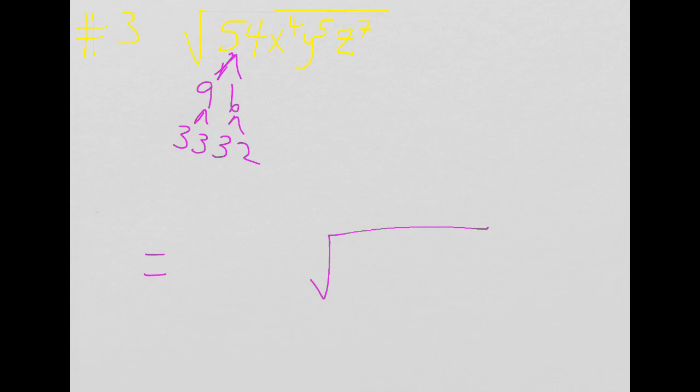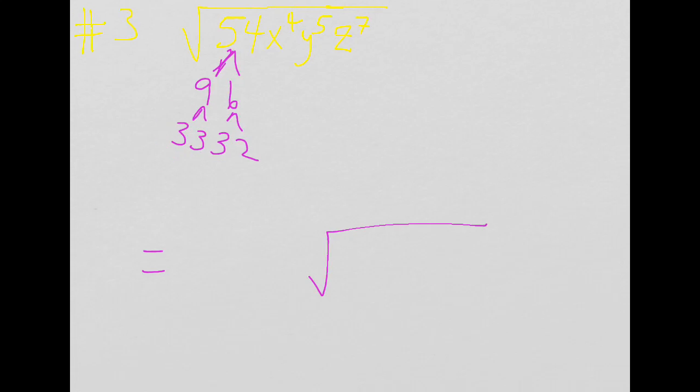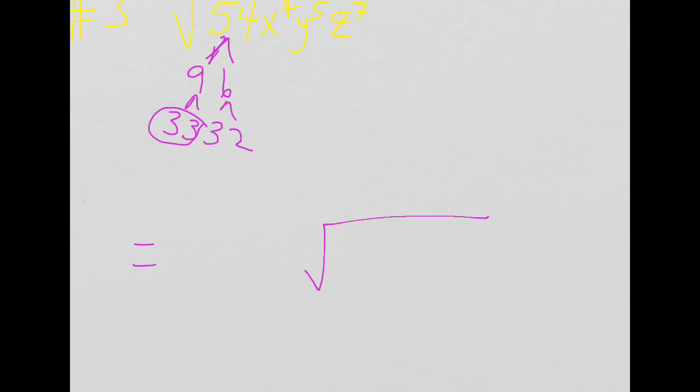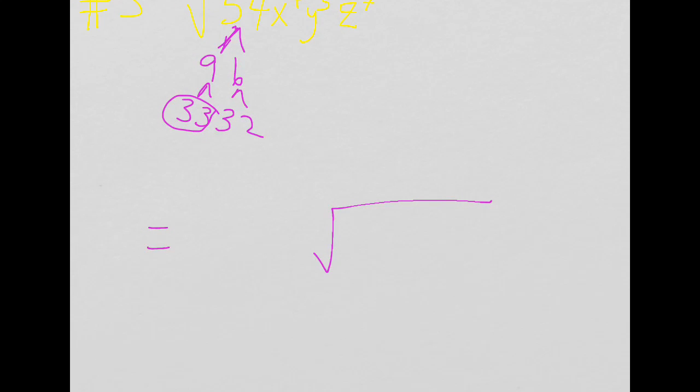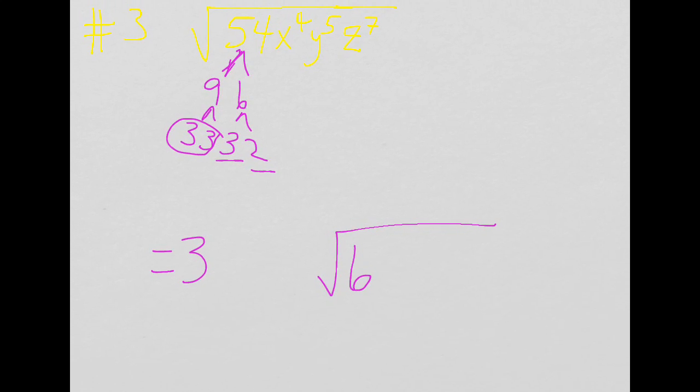And I have one pair of 3s. So I'm going to have 1 3 outside the square root. Alright. Then I have a 3 and a 2 left over. Anything that you have left over, you need to multiply together and put back under the radical. So 3 times 2 is 6, and it's going to go up under the square root. Anybody confused on where any of those come from, or what I've done so far?